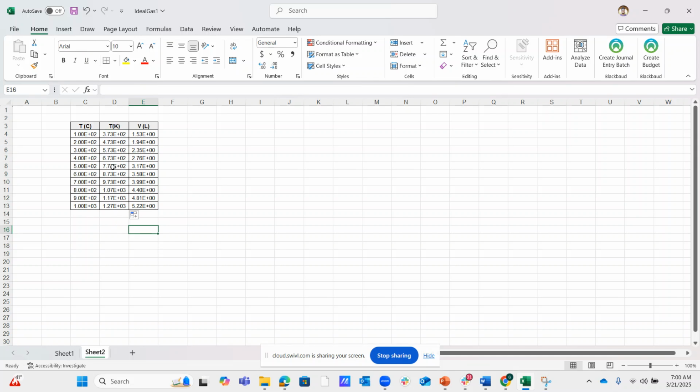I think if I didn't convert it, my graph would be okay though. But whatever value I get is going to be in Celsius and I need to convert it to Kelvin. So keep that in mind. Okay, that's just to help you guys.